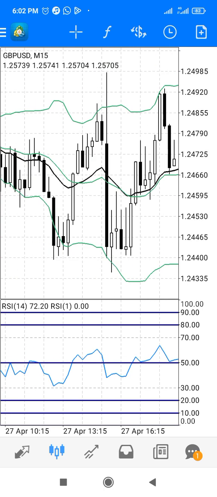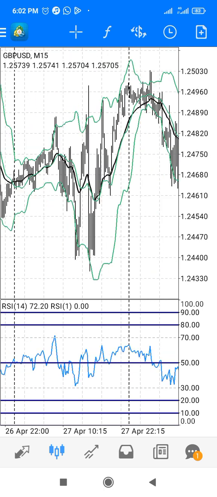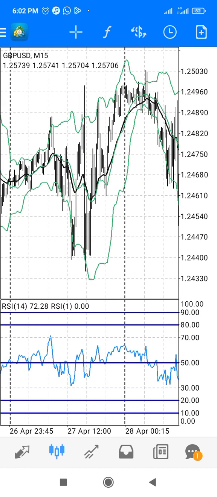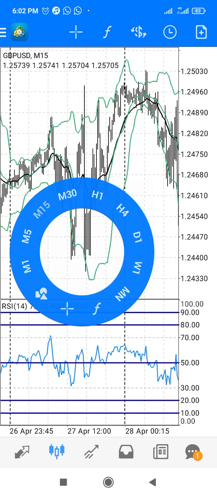Let's look at another turning point. Let me zoom in a little so that you can see the big picture. This is another turning point. The market reversed here.